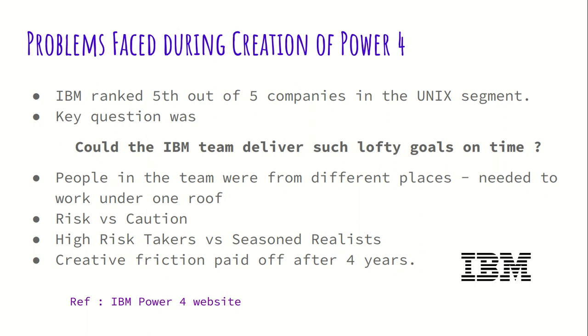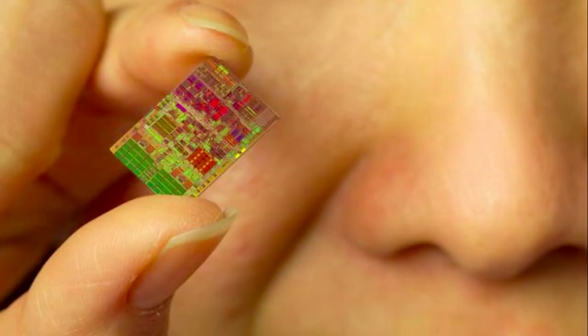There was a trade-off between risk and caution. Should they take risks or should they proceed with caution? Also, in the team, there were high risk takers and seasoned realists. This led to friction in the team. However, this creative friction paid off after 4 years when they launched the Power 4. This is the photo of the IBM Power 4 chip taken from the IBM Power 4 website.